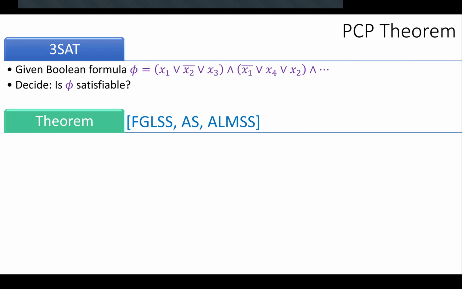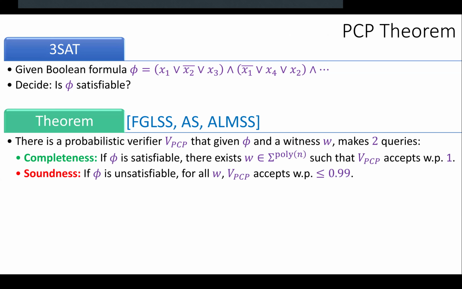So now comes the PCP Theorem from the 90s. And it says the following remarkable assertion. It says that there exists another verifier, which I'm going to denote by V_PCP, such that given phi, a formula, and some witness W, so the witness now is not going to be over 0, 1, but rather over like 0, 1, 2, 3, or something like that. I need a little more than 2. So it gets phi and a witness W. It only looks at 2 locations of the witness, and it has the following property.